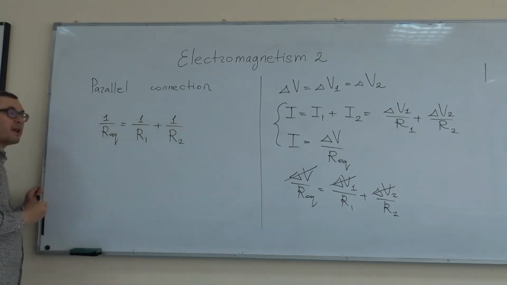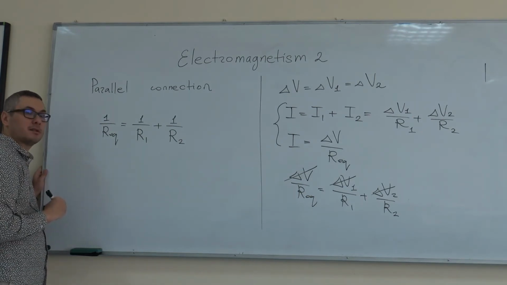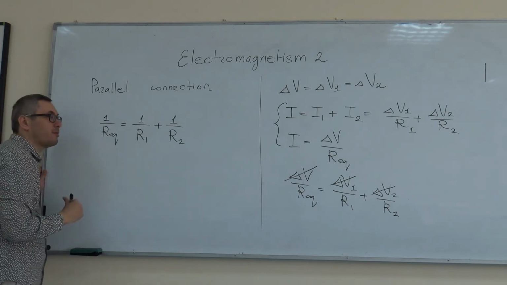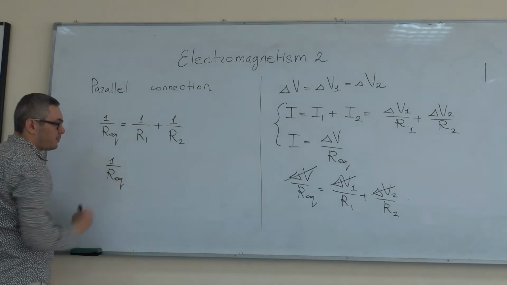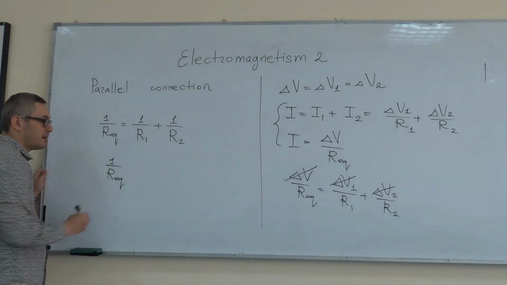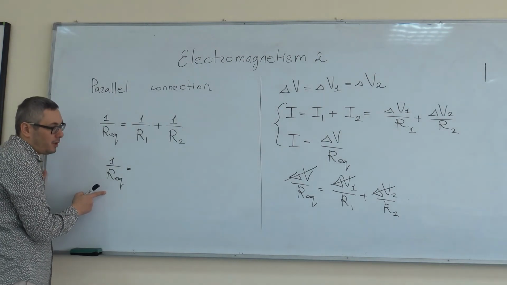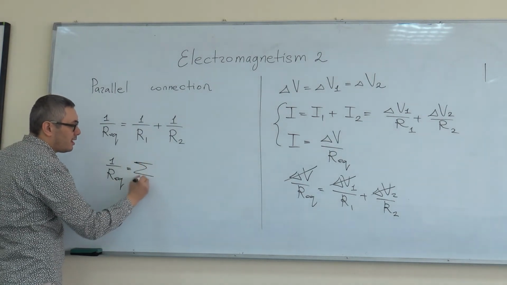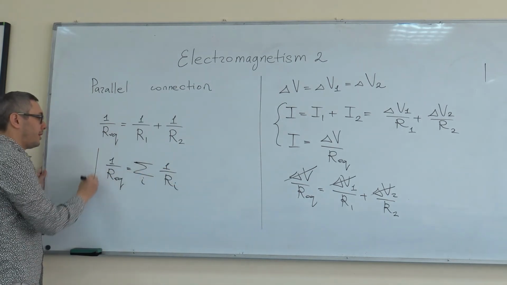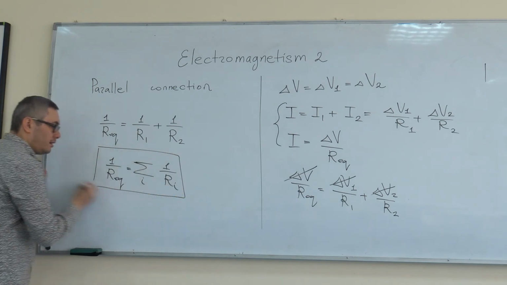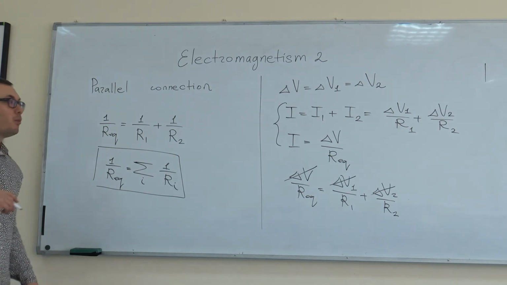What happens if you have more than two resistors, like 3 or 4? Exactly the same approach. So we can now write a general expression. We can say that when the resistors are connected in parallel, the reciprocal of their equivalent is equal to the sum of reciprocals. And this is the formula to calculate equivalent resistance when connected in parallel.